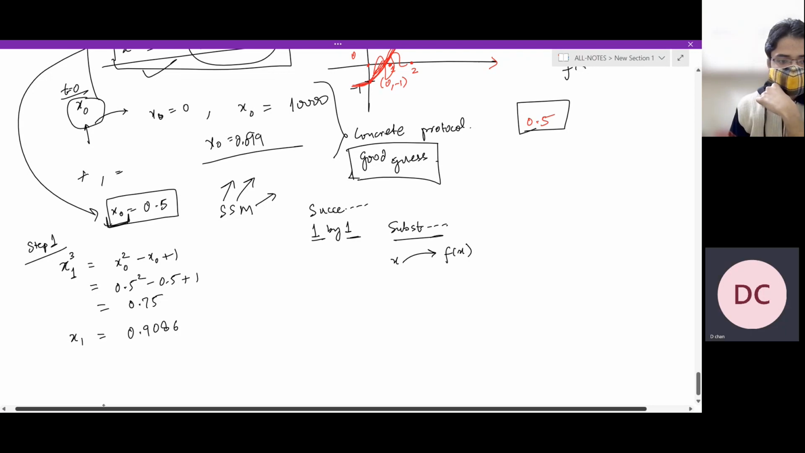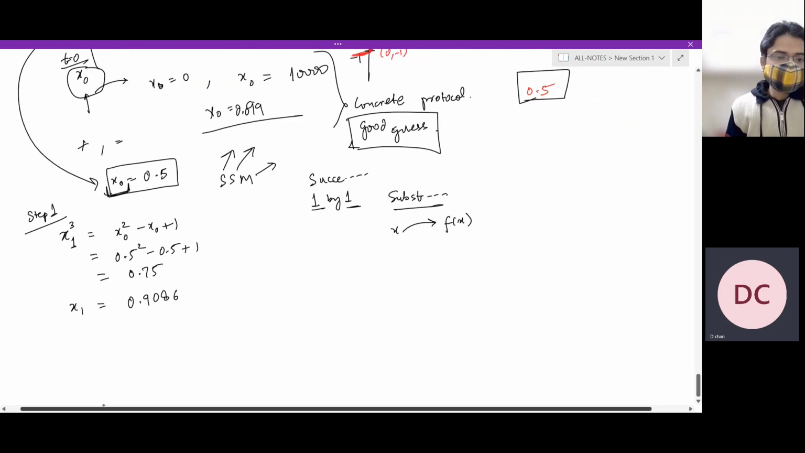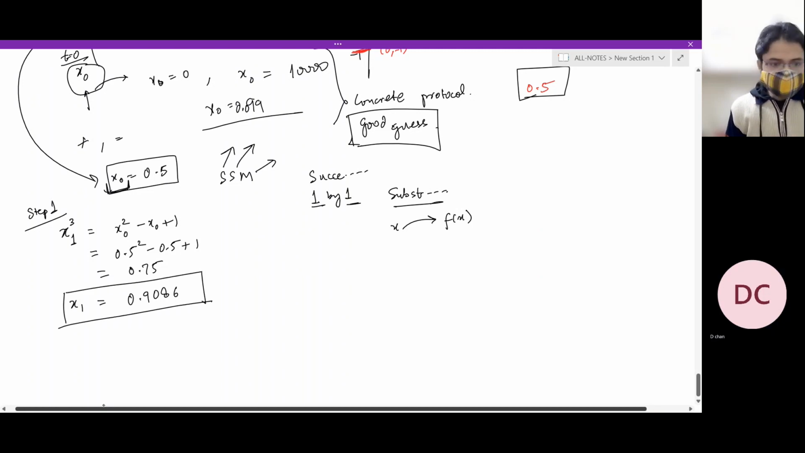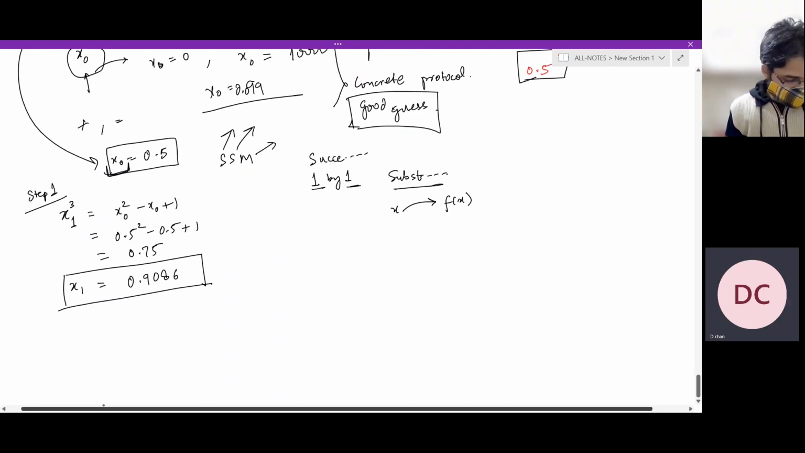Yes, sir. 0.9086. Okay, great. Now what you'll be doing is checking. It is a new rule. I think we have to substitute in the function f of x equals x cubed minus x squared plus x minus 1. Yeah, right, exactly.